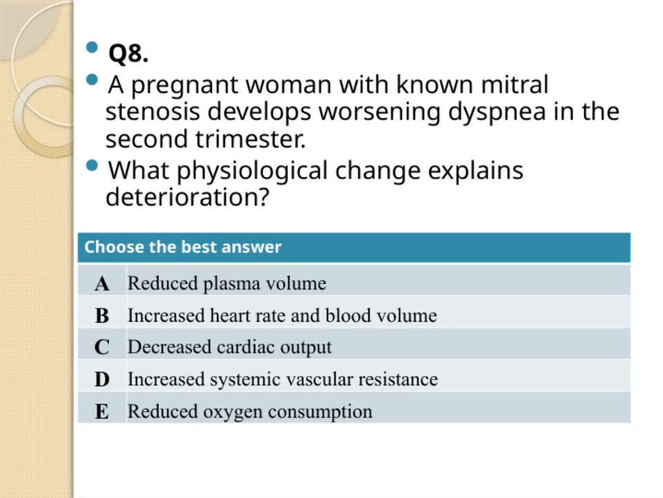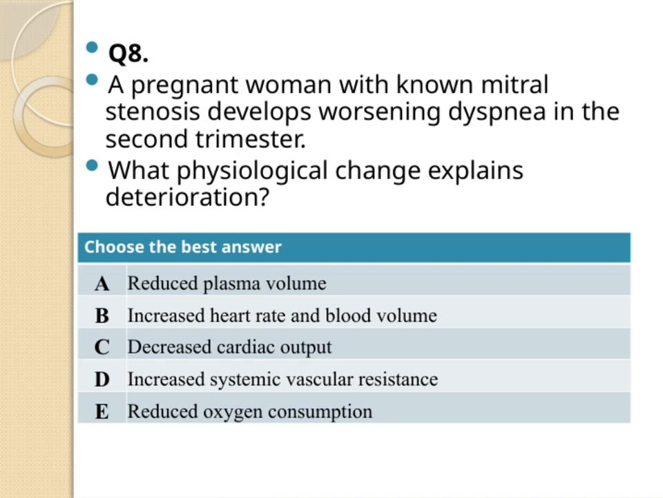Now, let's consider this scenario. A pregnant woman with known mitral stenosis starts experiencing worsening dyspnea during her second trimester. The question here is, what physiological change is responsible for this deterioration? Looking at the options, the answer that best explains this is increased heart rate and blood volume.